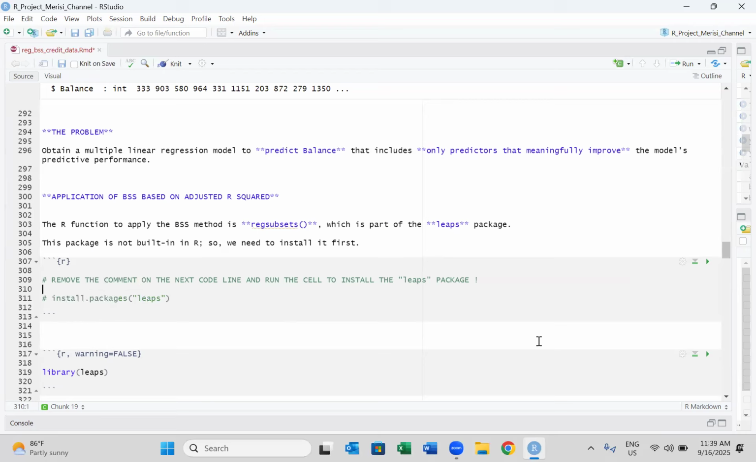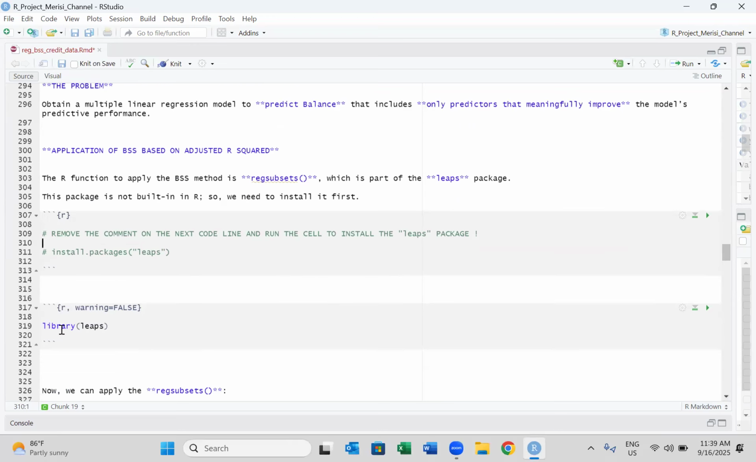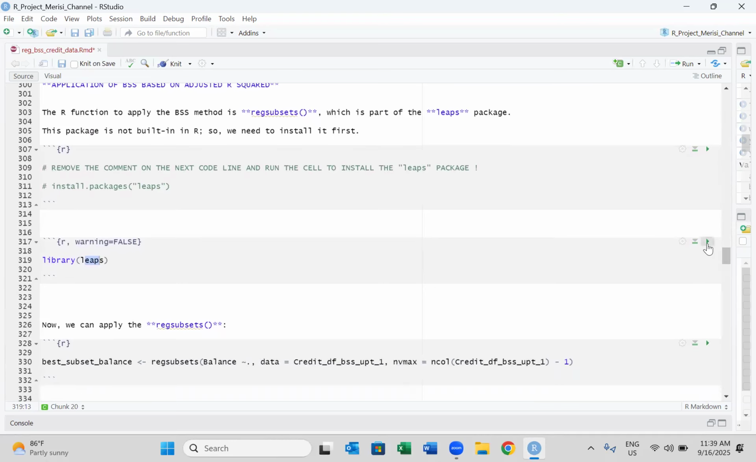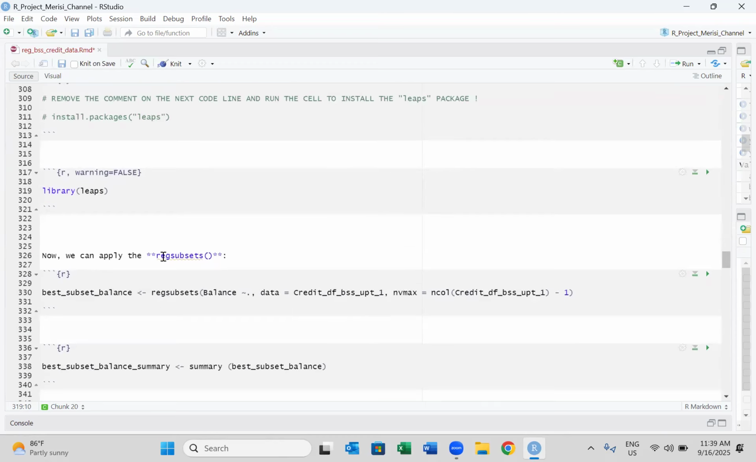After you install the package, you need to load it. And remember, to load a package, you need to use the library function and then the name of the package. So let's go ahead and load the package. Let me run this code cell. Done. The package is loaded. And now let's go ahead and apply the regsubsets function. Remember, this is the function that allows us to apply the best subset selection method.